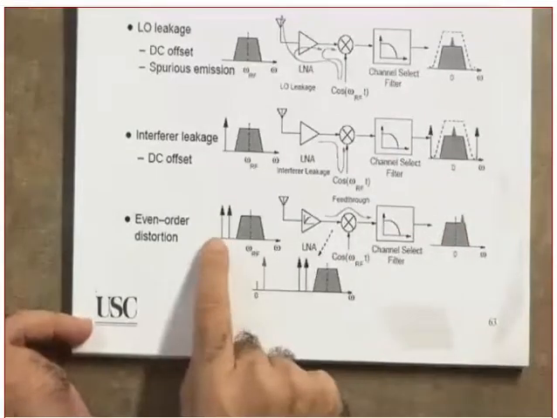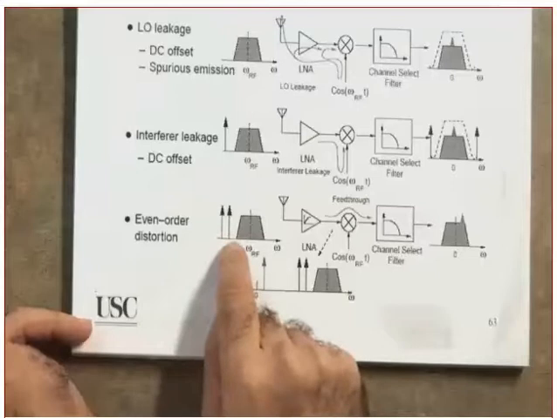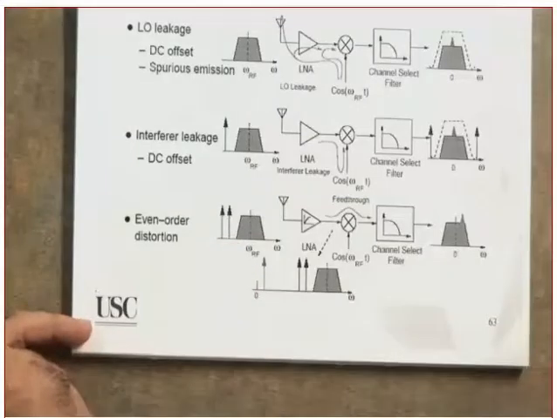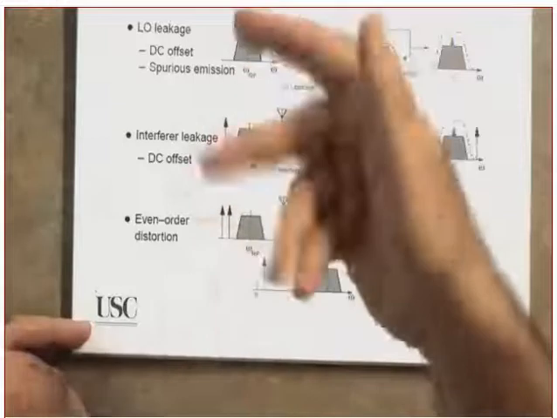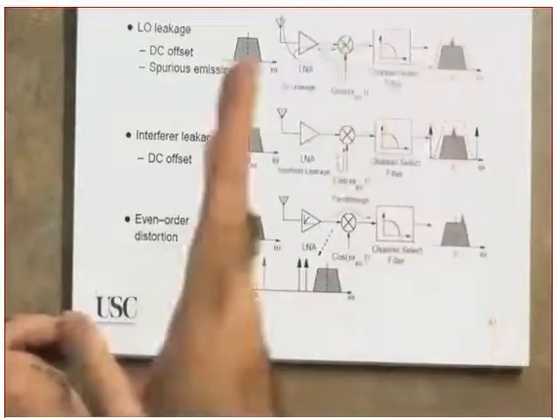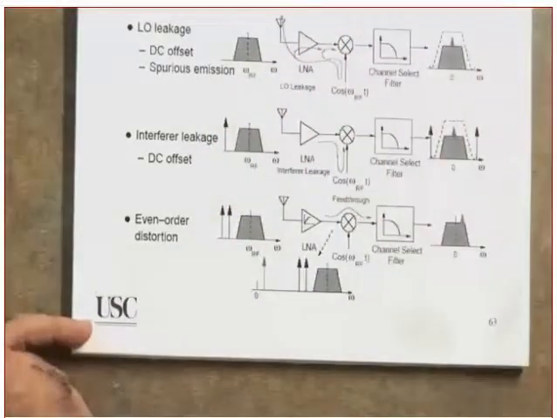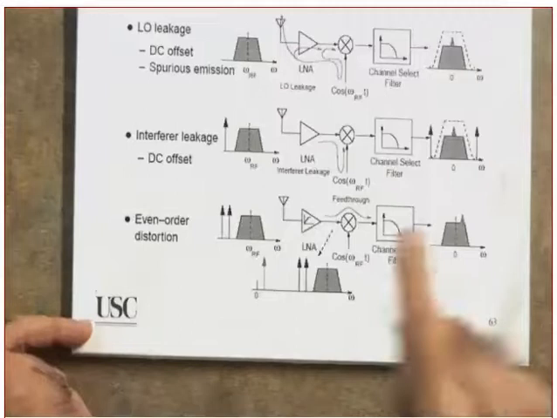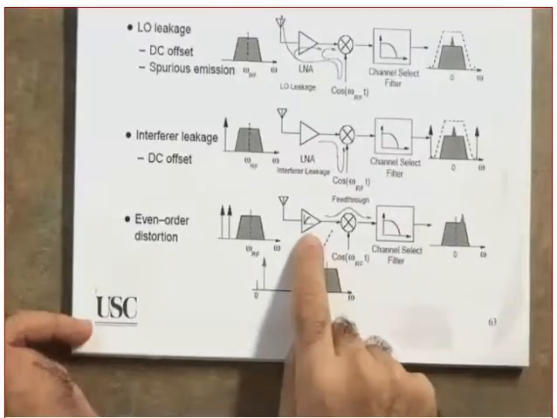Look at this situation. I have two strong interferers. Yes? Let's call them F1 and F2. That happen to be close to each other and within the desired band, which means both of them will go through the band select filter. Yes? There is a nonlinearity here of even order.